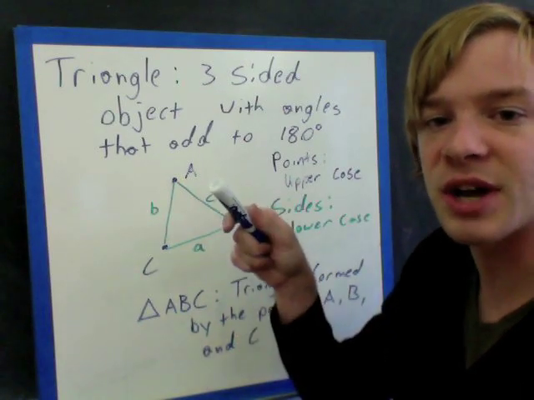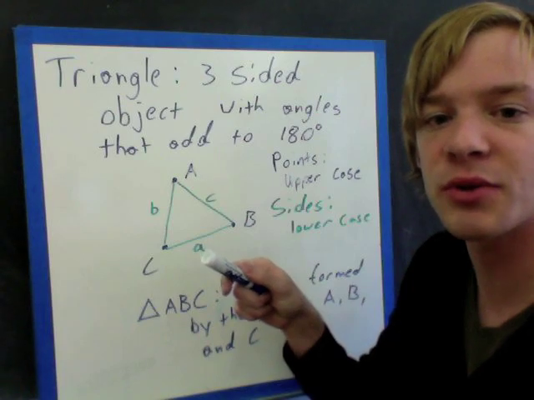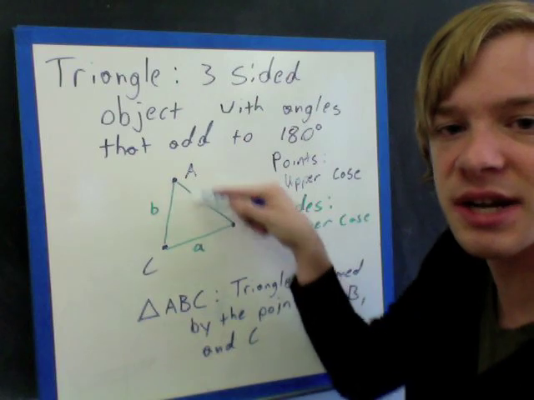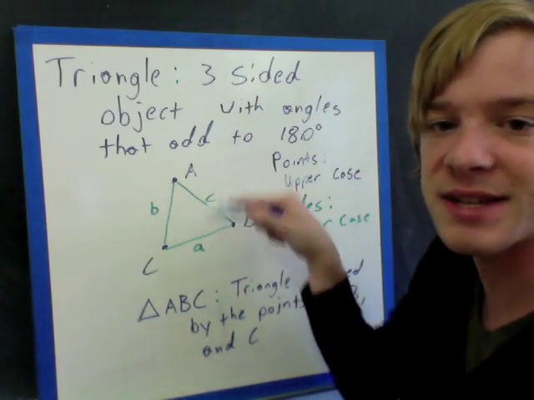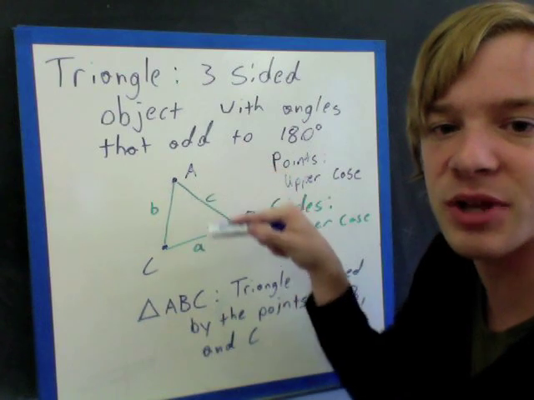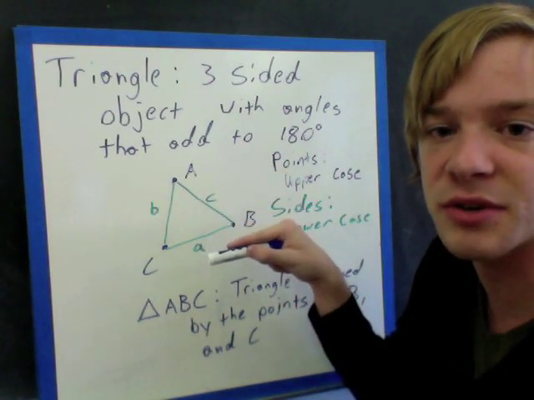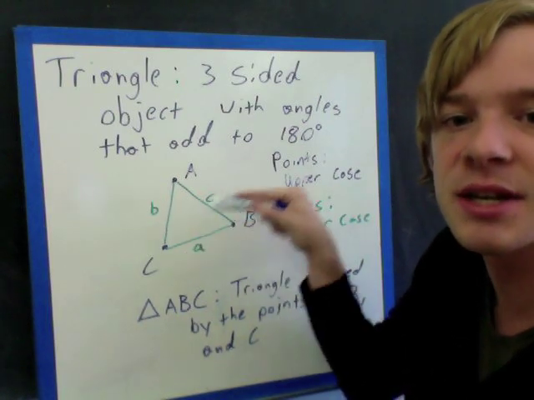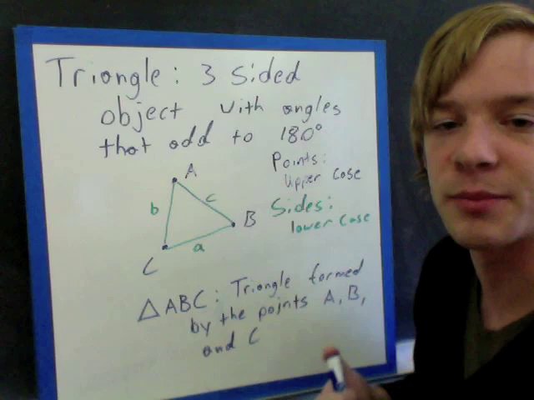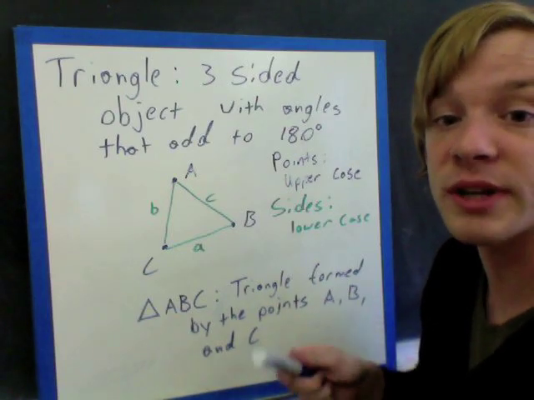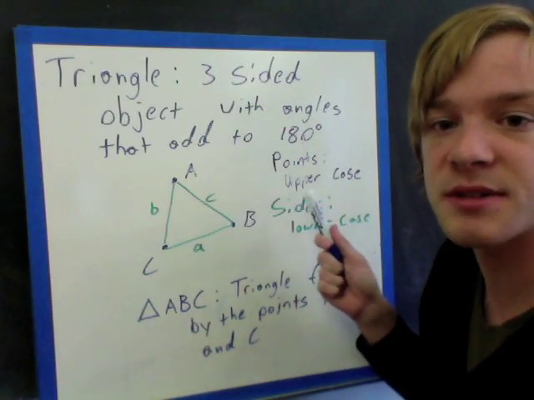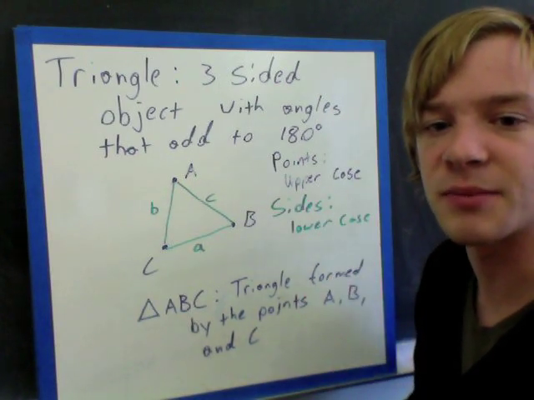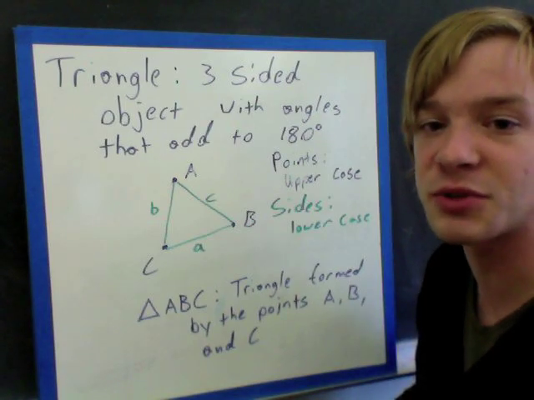So I have the uppercase A across from the lowercase a. Notice this angle right here does not touch this side. They're across from each other, and that's how I know that they go together. So the capital A and the lowercase a are across from each other. The capital B and the lowercase b are across from each other. And the capital C and the lowercase c are across from each other. So our points that make up the triangle are in uppercase, and the sides that make up the triangle are lowercase. This hopefully will save a little bit of confusion.